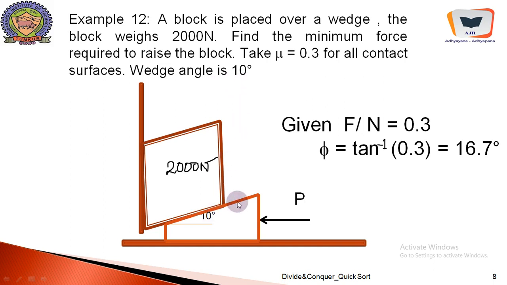Wedge angle is 10 degrees, and this is the wedge angle. So it provides some kind of an inclined surface in order to hold. And given F by N equal to 0.3 because mu equal to 0.3, and mu can also be taken as tan phi equal to mu. Therefore tan phi equal to 0.3, and that will give us 16.7 degrees as the angle of friction.